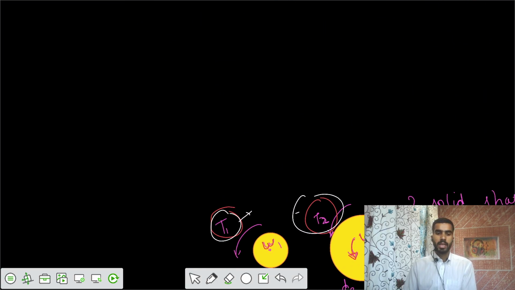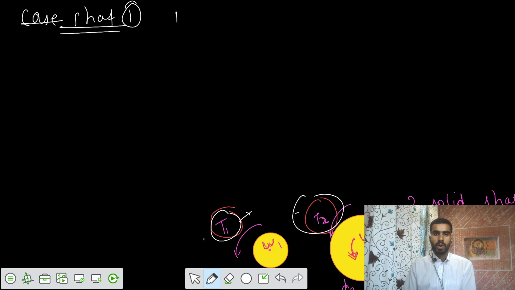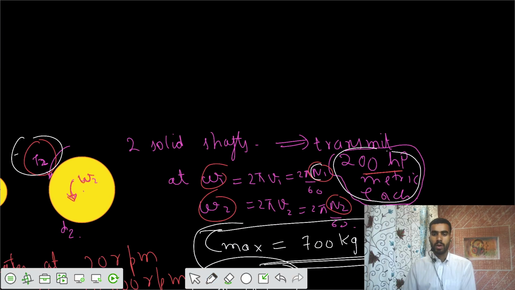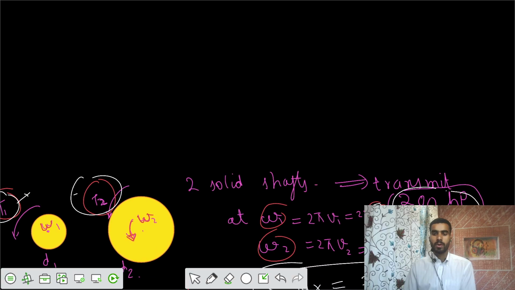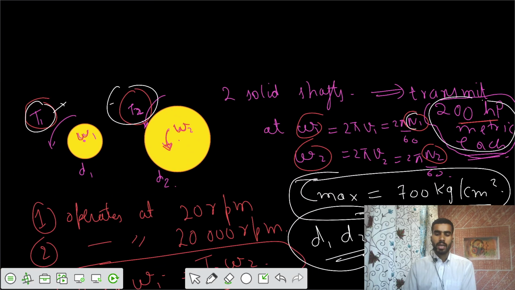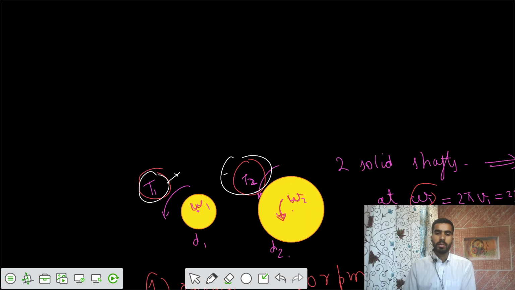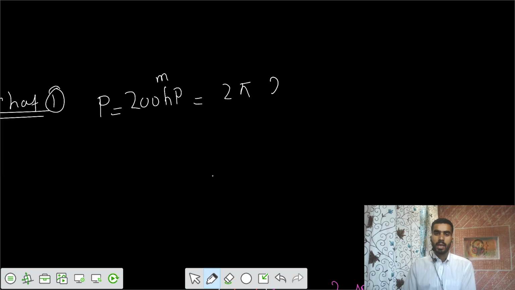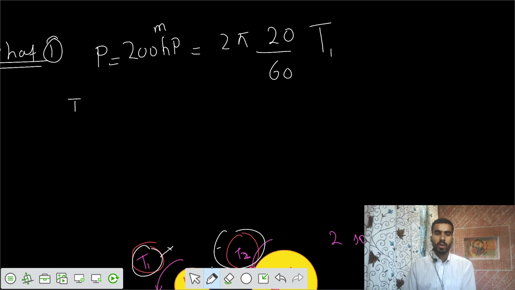So you write for case one, shaft one. The total power of 200 metric horsepower, I would write MHP, equals torque 1 into omega 1, which equals 2 pi n1 by 60 times T1, where n1 equals 620 rpm. So you got this equation, and I can get the value of torque 1.